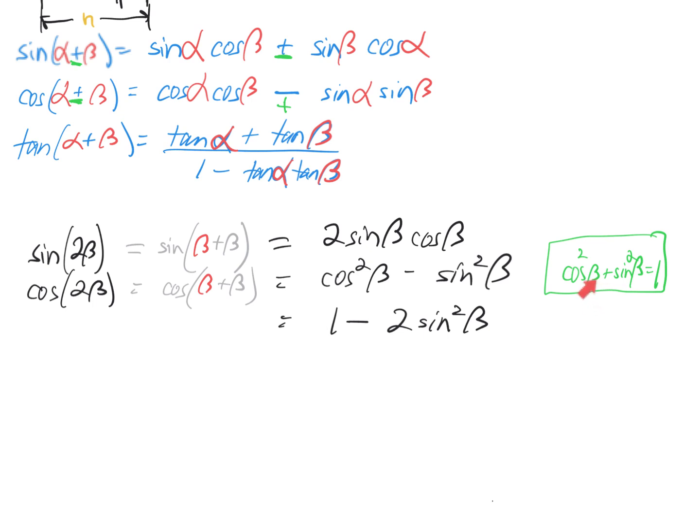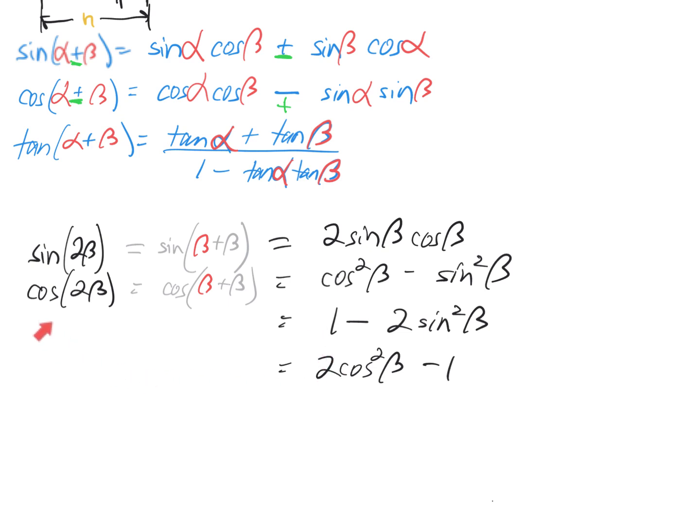Similarly, if we make a substitution in sine squared of beta is 1 minus cosine squared, then we'll have cosine squared minus 1 minus cosine squared, which means we'll have a positive cosine squared and a positive cosine squared. So 2 cosine squared minus 1. Alright, there's our double angle identities.